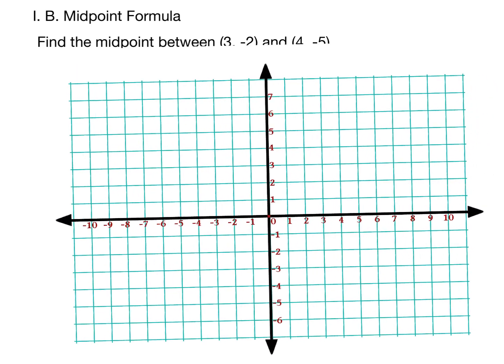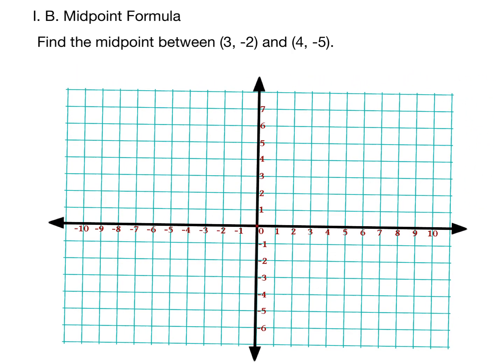So if we graph these original points, we have 3, negative 2, and 4, negative 5. And then we're saying the midpoint is at 3.5, negative 3.5. Okay, so I didn't do it, but what we could have done is draw a line in between those. And then our midpoint should be right on that line, and it should look about halfway in between those two points.